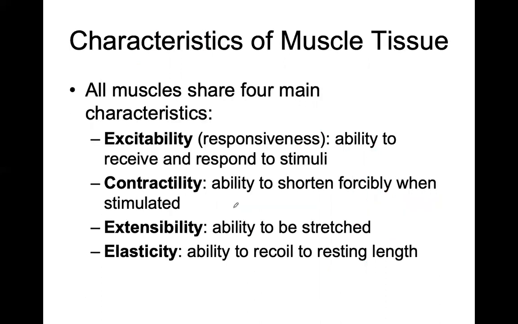Some of their main characteristics for the muscles include excitability, which is the ability to respond to a stimulus. This is a stimulus typically associated with your nervous system, which we already talked about in terms of, again, the somatic branch of the nervous system. They do contract, so they do have the ability to be shortened when they are stimulated. And they also can get elongated.